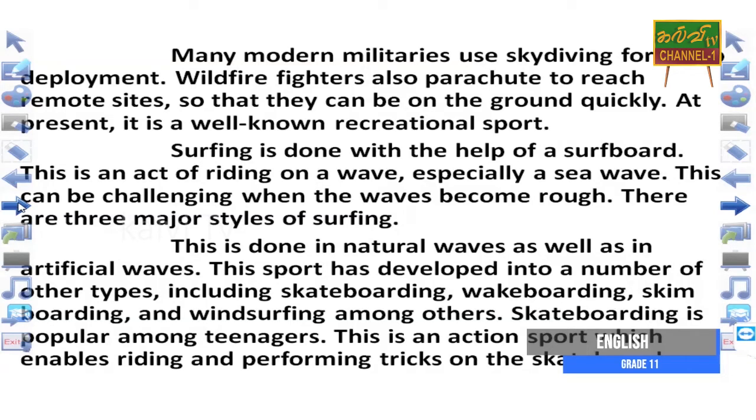So here they talked about surfing. Surfing is an action sport. It's riding on the waves. They can make the ride on sea waves, that can be artificial waves or natural waves. It is a challenging sport also.